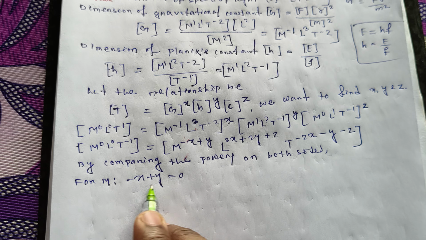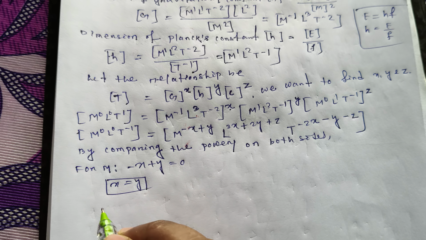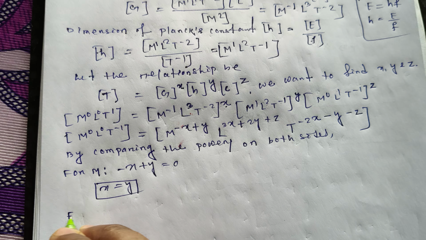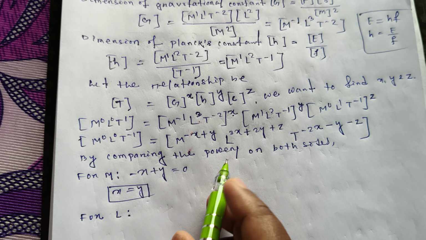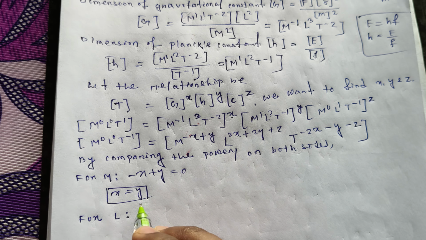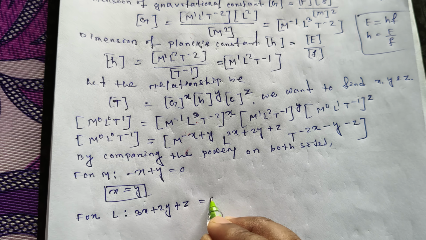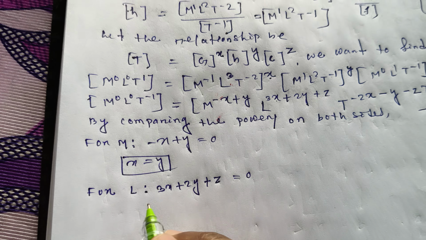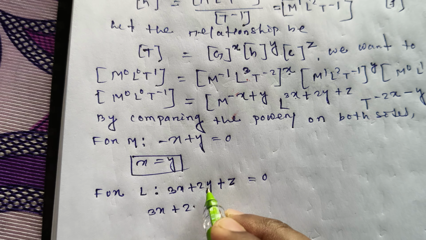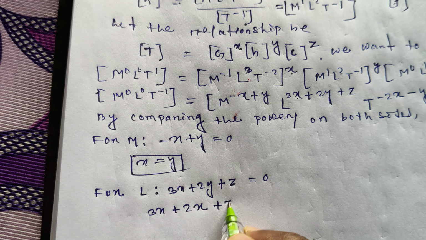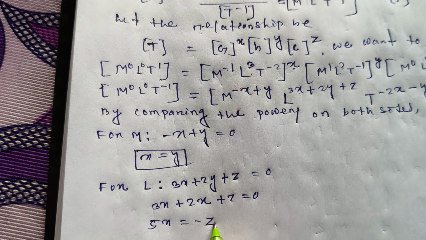Okay, so x is equal to y. Next, for L, the power is 3x plus 2y plus z is equal to 0. So in case of x is equal to y, that is 3x plus 2 into x, plus z is equal to 0. So that is 5x is equal to minus z.